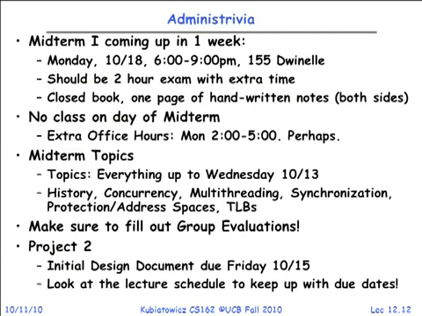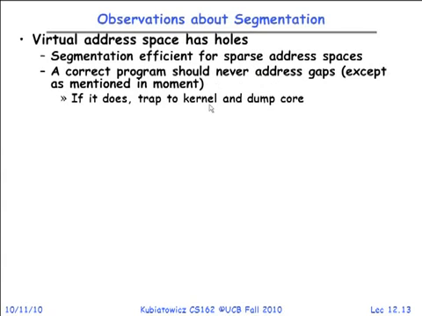Good. So let's continue for a little bit here. So some observations about segmentation. So the first thing to note is that virtual address space has holes, right? We saw the holes. And so that basically says that segmentation gives you a way of making a sparse address space, which is sort of a useful thing. Maybe you want to have the stack in one part and the heap in another, and you want them to grow toward each other. So this is a scheme that gives you that possibility. And although a correct program should never actually try to write in the gaps, maybe that's useful because you get a segmentation fault and you go ahead and fill out the segment.